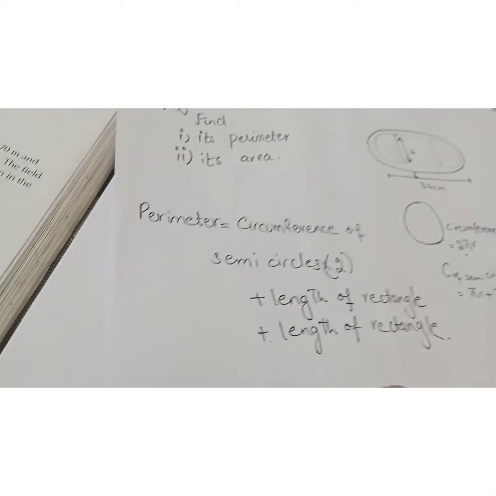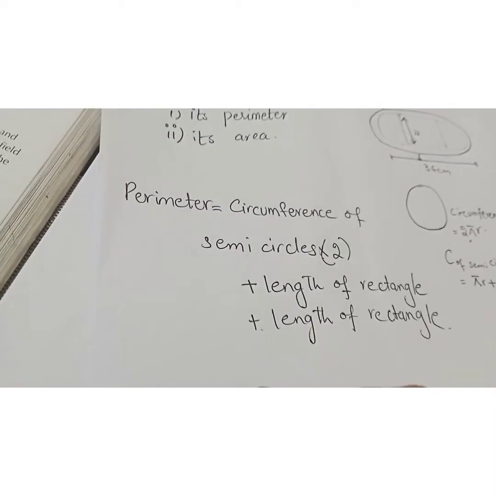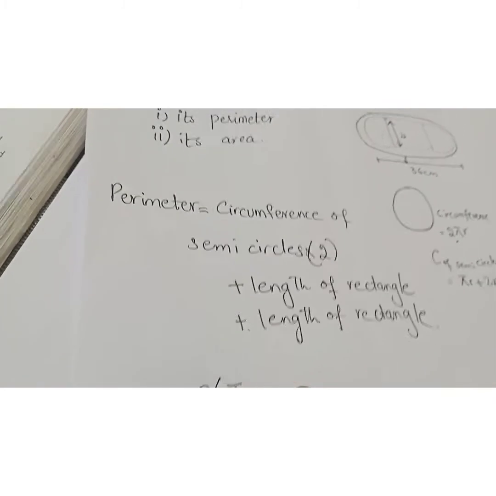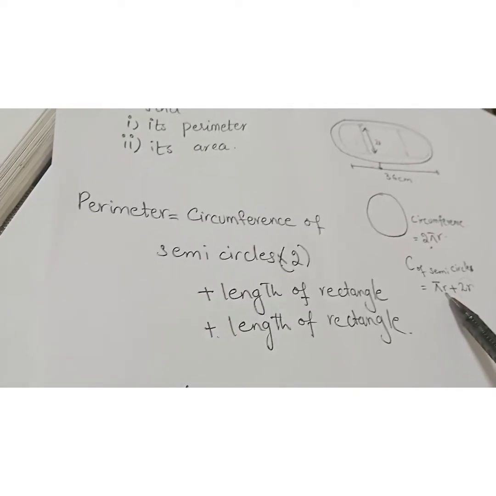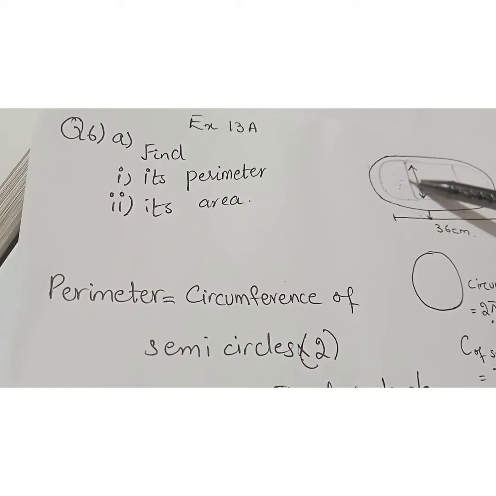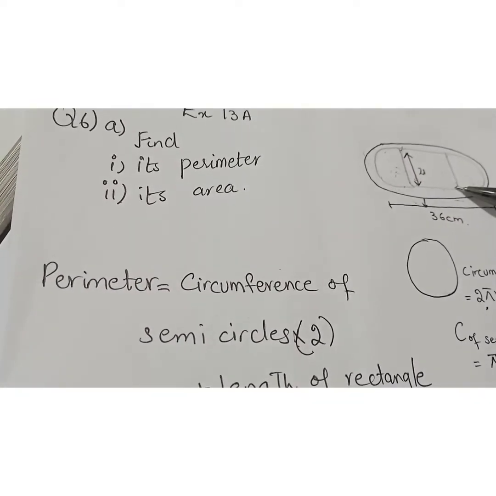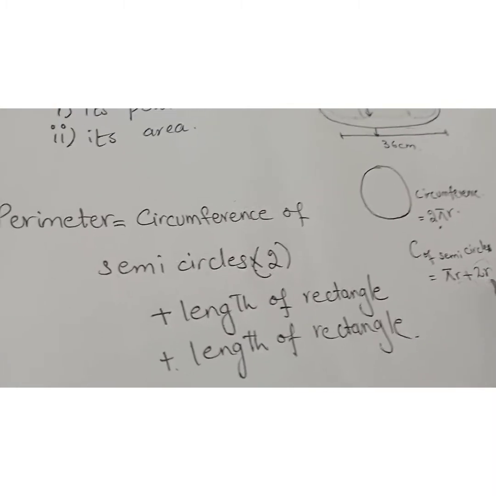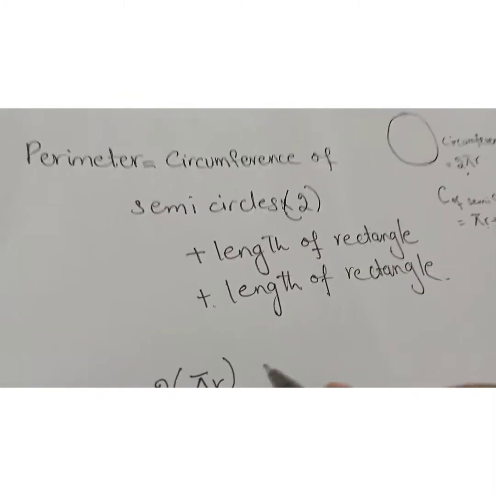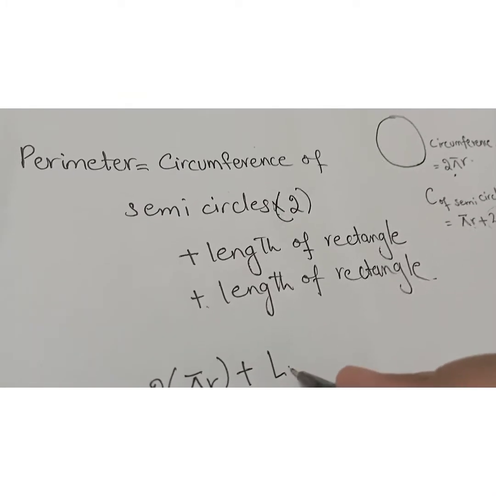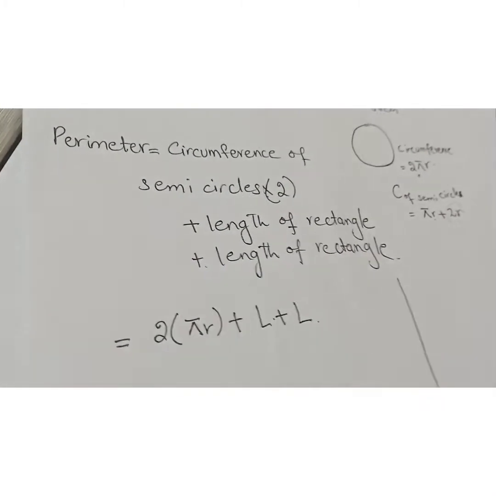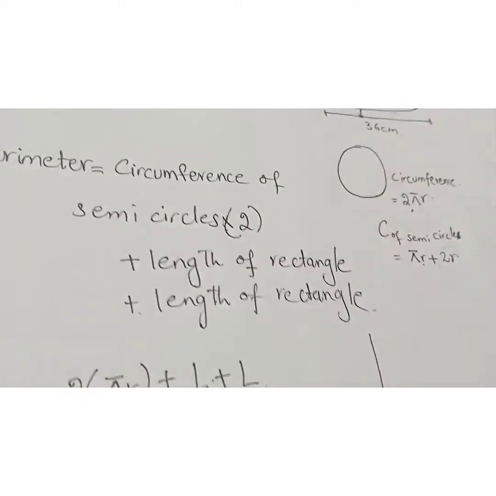So now if I take the circumference of the semicircles, I will take 2 times pi r, which is only pi r. I'm not adding this 2r because it consists of this side, and since I'm not adding this side and this side in the outer boundary, I will skip this 2r. Rather, I will only use this pi r. So I'm going to multiply 2 with pi r plus the length of the rectangle plus the length of the rectangle.